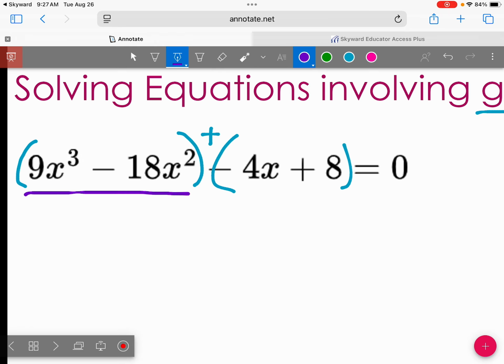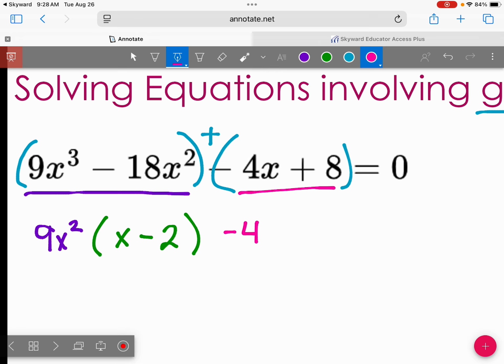What is shared between 9x cubed and 18x squared? 9x squared. And left over, we're going to have an x minus 2. What is shared between minus 4x and 8? Negative 4. And left over, we're going to have our x. What sign's going to be over here? Minus 2.